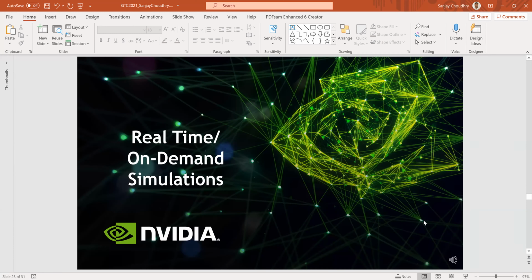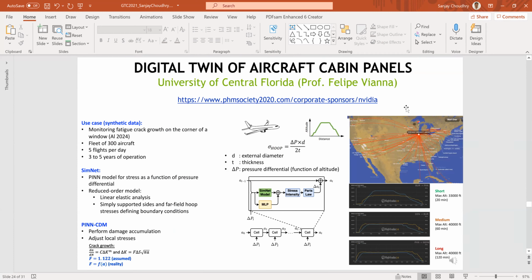The next area is real-time on-demand simulation. And this is an example of a digital twin. This was done using Simnet by the University of Central Florida, Professor Philippi and his group, who applied this to make an RNN where Simnet was used as a physics node for the damage accumulation in an aircraft panel, basically. This problem has been well described in a video that exists on this, which I can send to you in my presentation after this.